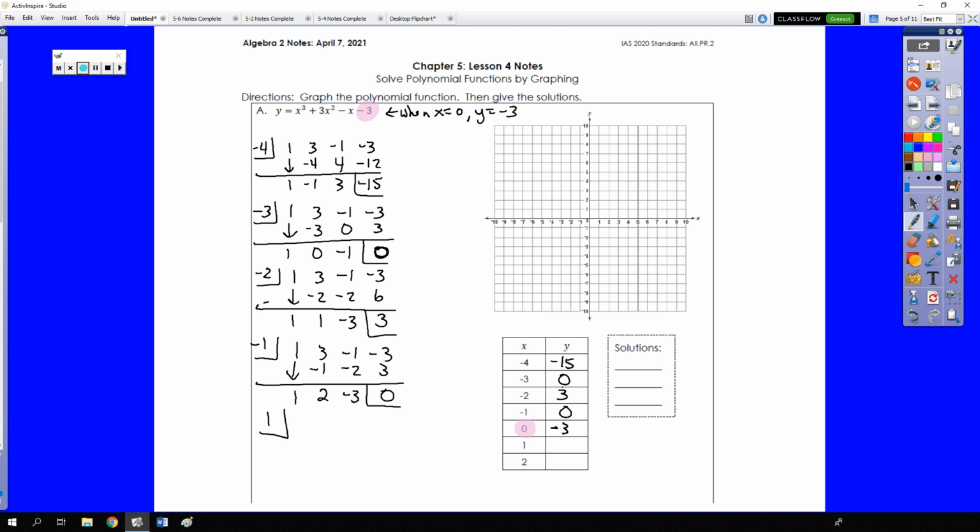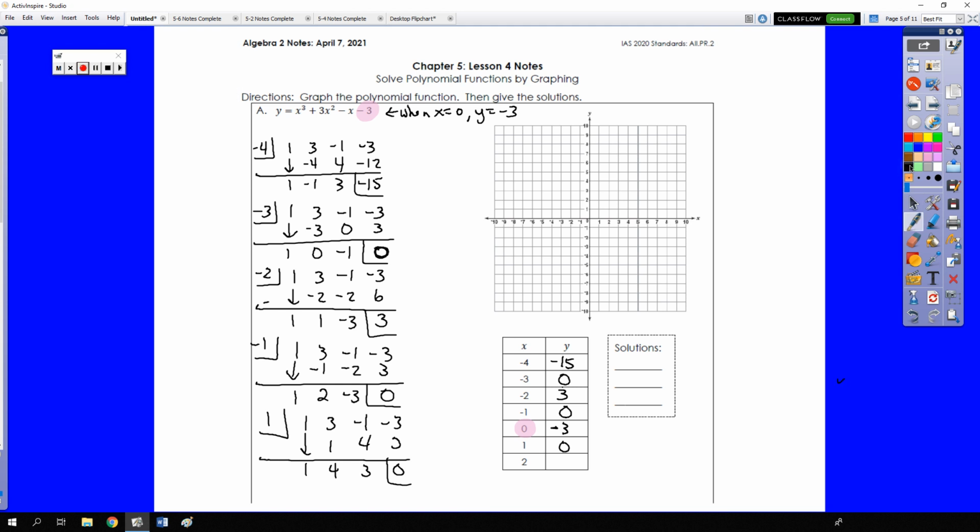1 would be next. 1, 3, -1, -3. Bring that 1 straight down. Multiply, add down, multiply, add down, multiply, add down. So 1 is a 0 as well. Okay, this is the process we go through. We simply go through and run synthetic division for all of these values.